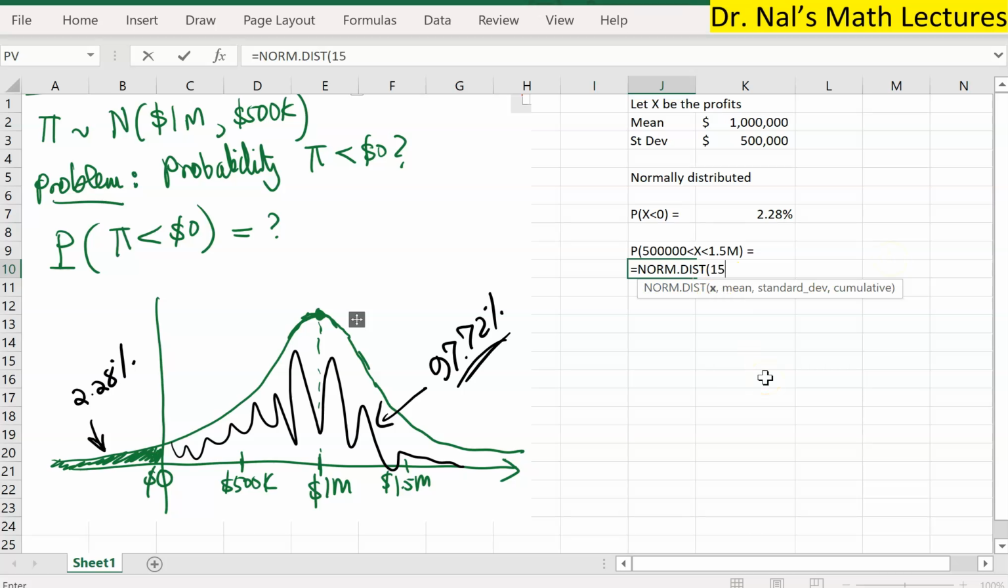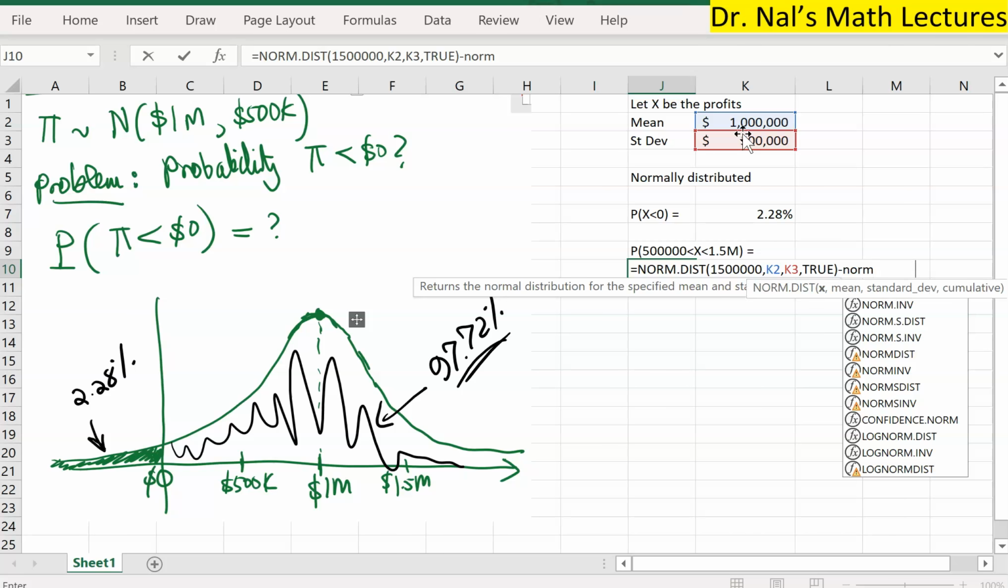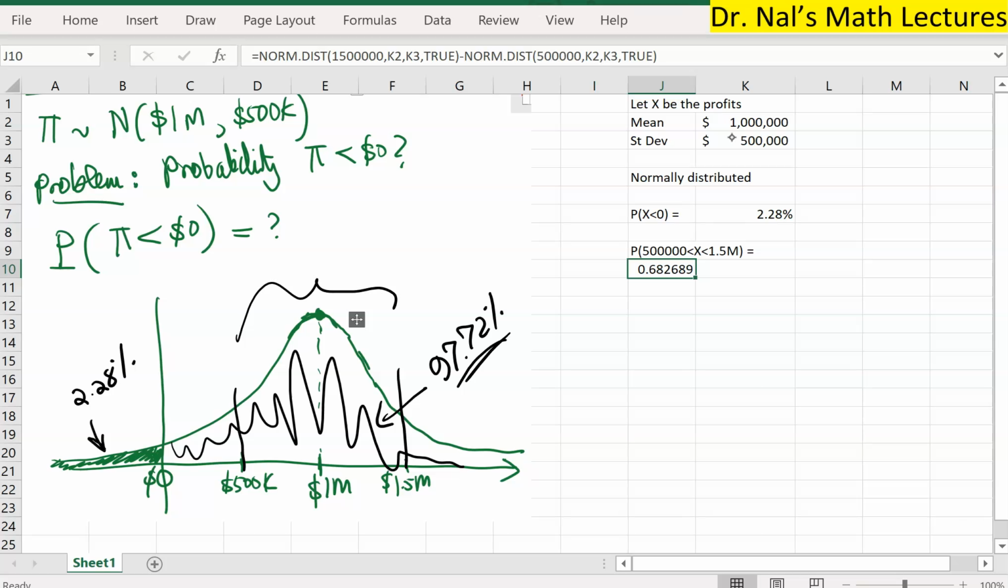Well, 1.5 million. The mean is this number. The standard deviation is this. And true for the cumulative, minus NORM.DIST, like we said, 500,000, right? So to the left, we need to subtract the area to the left of 500,000. The mean is this number. The standard deviation is also 500,000. And then we want true. That's it. So the probability is 68%. And are we surprised? Not at all, simply because we knew that within one standard deviation, this is exactly the range, right? 68% of the distribution is within one standard deviation. Does that make sense?